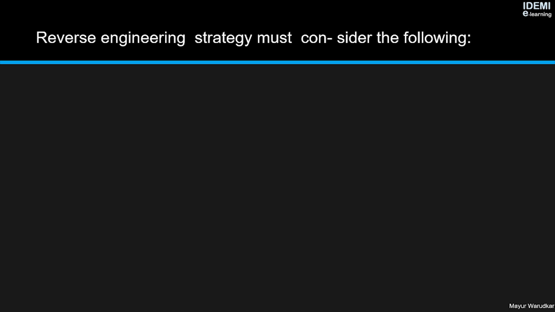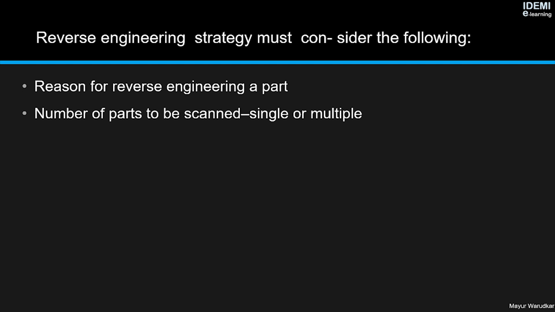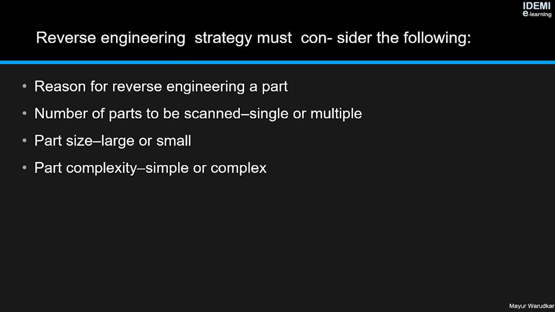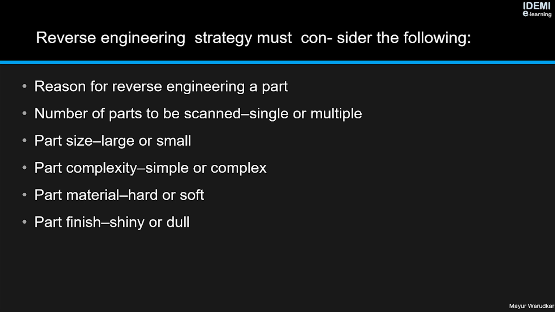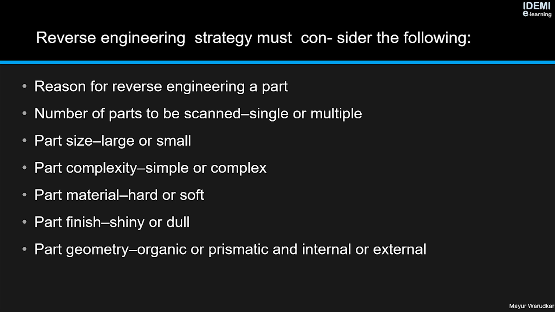Reverse engineering strategy must consider the following. Reason for reverse engineering a part. Number of parts to be scanned, single or multiple. Part size, large or small. Part complexity, simple or complex. Part material, hard or soft. Part finish, shiny or dull. Part geometry, organic or prismatic, and internal or external. Accuracy required, linear or volumetric.